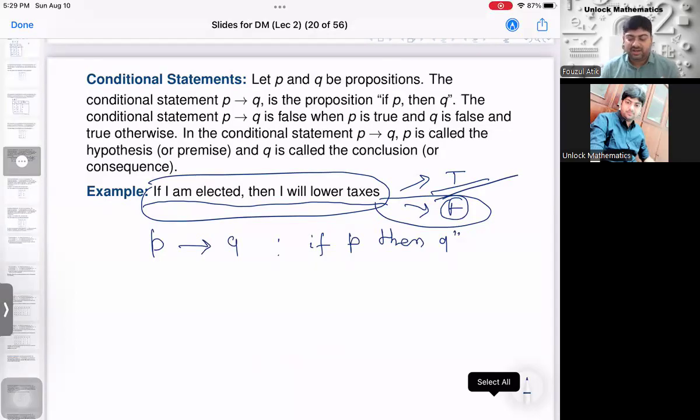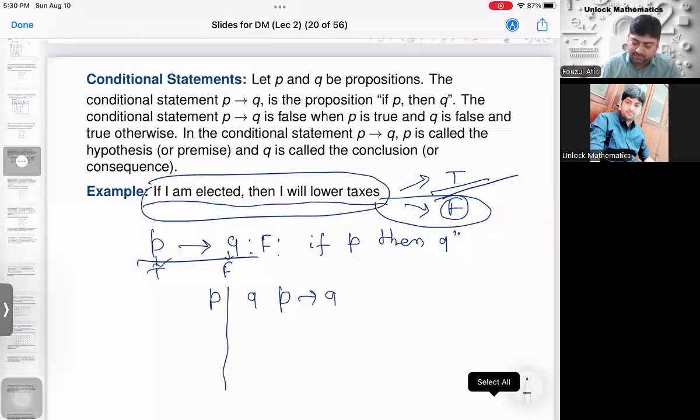Correct. So therefore, coming back to this statement P imply Q, this P imply Q will be false if P is true but Q is false. If P is true but Q is false, then only it is false. But in all other possible cases, it is true. I hope you understand. So if I ask you to write the truth table, what will happen then? P, Q, and P imply Q. So take all the possible cases: TT, TF, FT, and FF.